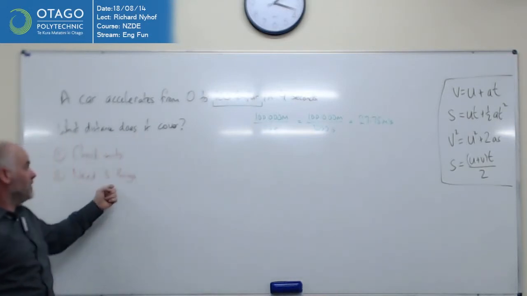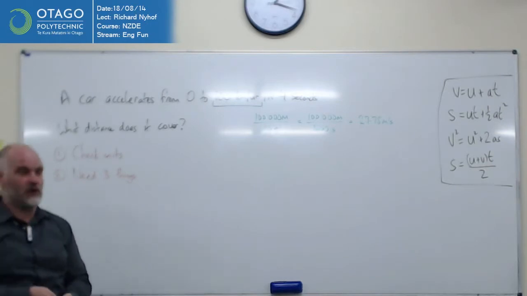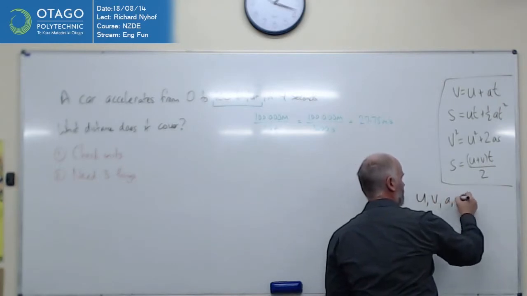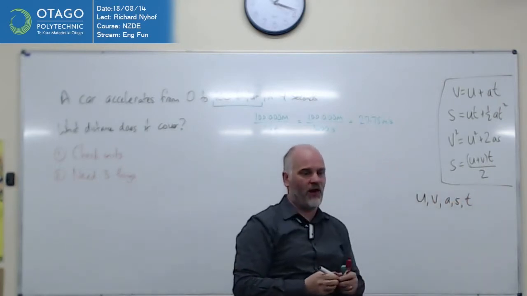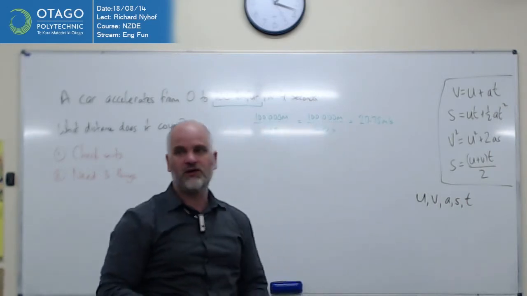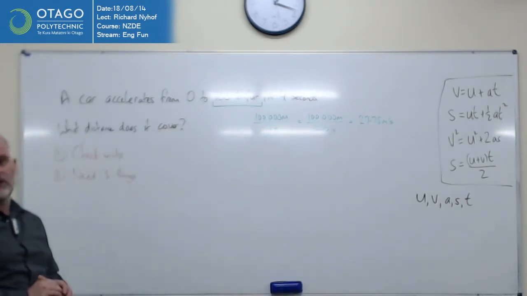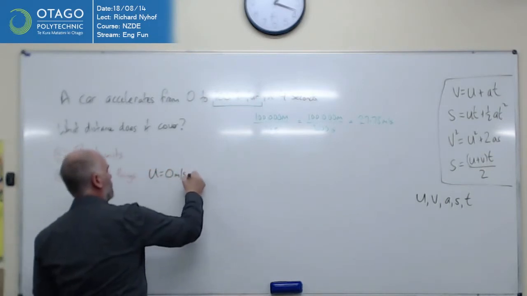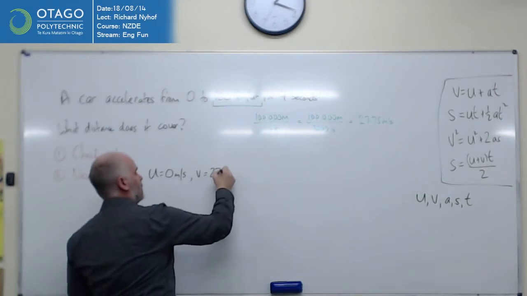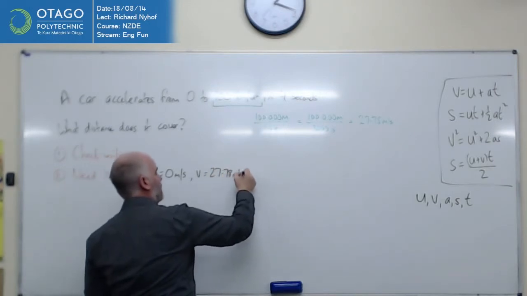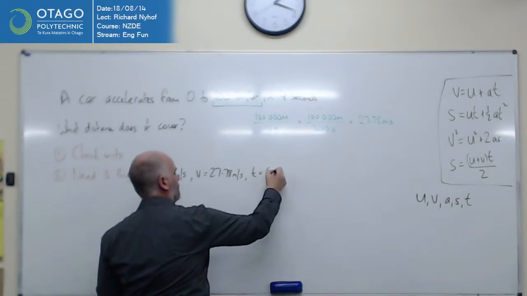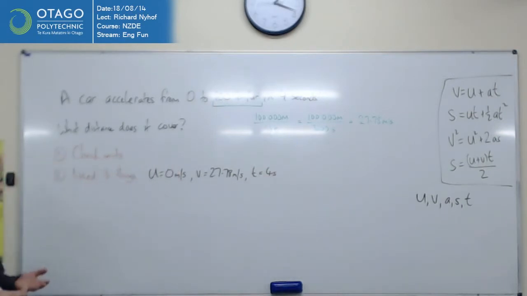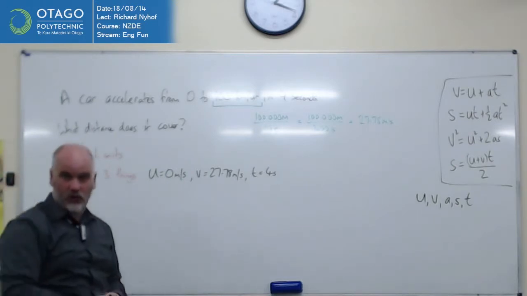Second thing is, which 3 things do we have? So using the letters that we had, remember the letters U, V, A, S, and T are our 5 letters. Which 3 things do we have already? U, V, and T. So U is 0, V is 27.78, and T is 4 seconds. Okay, so we've got the right units. We've made sure we've got 3 things we need.